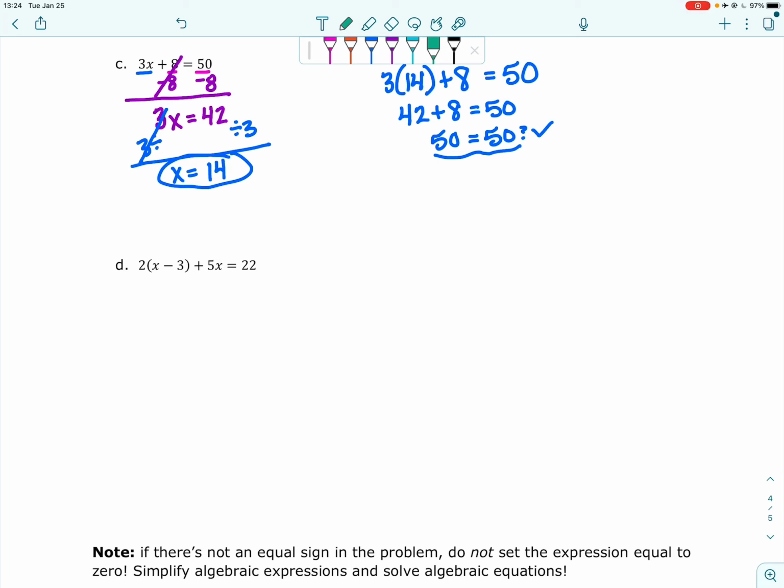So to solve this one, I'm going to take this 2 and do what's called distribution. I'm going to multiply it by the x and the minus 3. So 2x minus 2 times 3 is 6 plus 5x equals 22. Because the 2 is on the outside of these parentheses, it's going to get multiplied by the x and the minus 3.